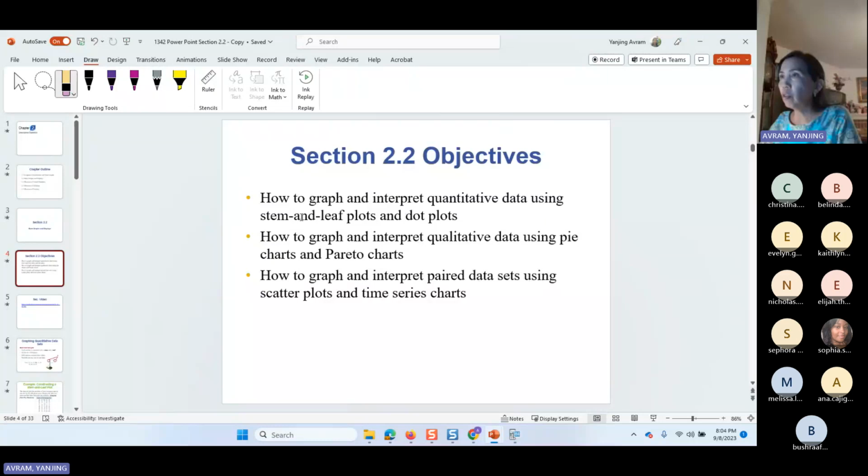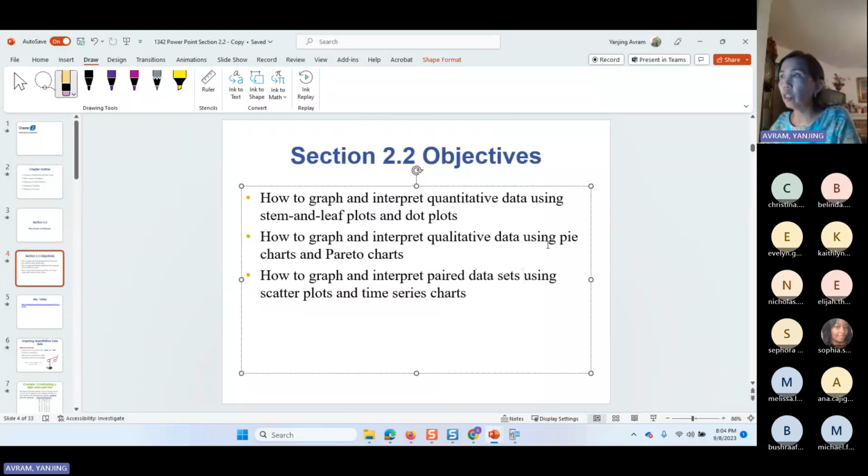So in this section, you need to know how to graph the stem and leaf, and the dot plot, and interpret the qualitative data using the pie charts and the Pareto chart. And how do you graph the paired data using the scatter plot? That is the one I'm going to show you on a TI-83 or 84 calculator.